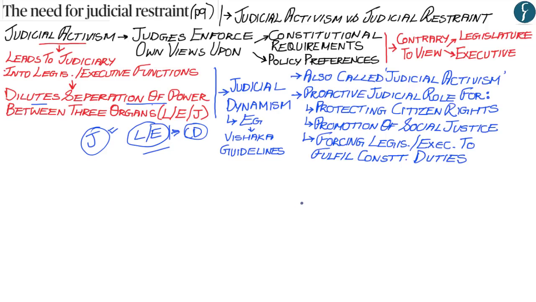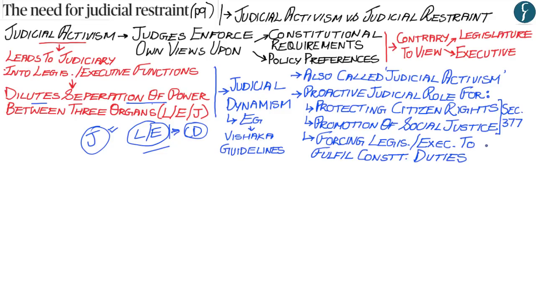Similarly, there are various other examples of the proactive judicial role for the protection of citizen rights, such as recently when the Supreme Court decriminalized Section 377, which was used by the police to harass the LGBT community. And as we have already understood, the Supreme Court gave out the Vishaka Guidelines for the protection of women from harassment at workplace, and it thereby forced the Indian Parliament to pass an act in 2013 with regards to the protection of women from harassment at workplace.